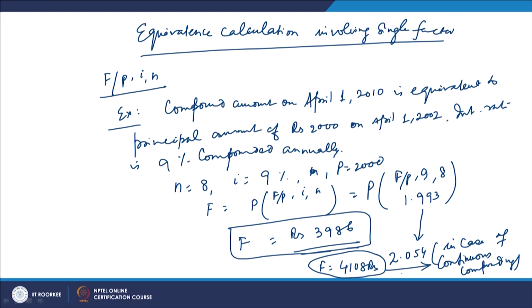So if these things are changed, the value will change, and we can say that under the condition of continuous compounding of interest, rupees 2000 on April 1, 2002 is equivalent to rupees 4108 on April 1, 2010. That way you will have the one factor calculation in the case of these equivalence value calculations.